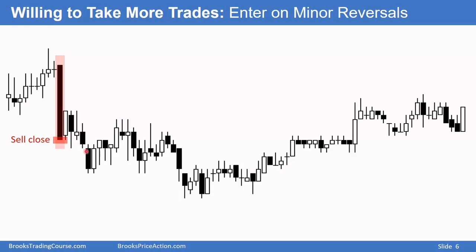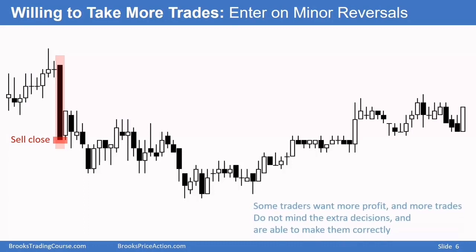Some bears might sell here and then get out somewhere over here. And other traders want more trades. They're willing to take a lot more trades, hoping that they can make more profit. They don't mind the extra decisions that you need to make if you're entering and exiting repeatedly. As long as they can make them correctly and they're happy and comfortable trading that way, it's certainly an okay thing to do.